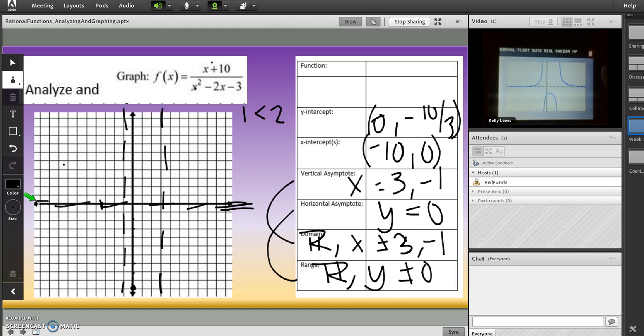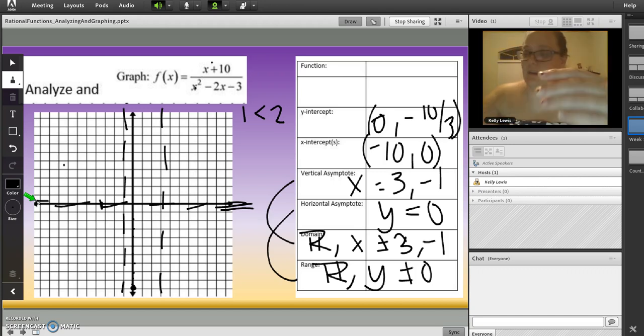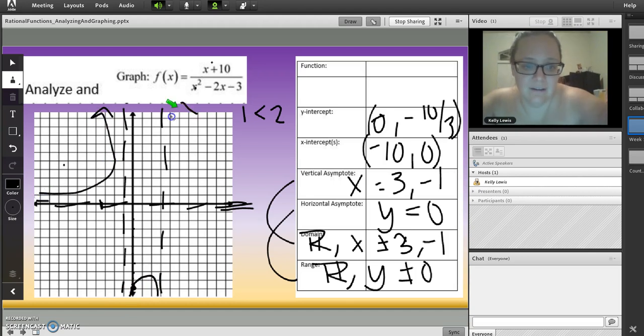Notice how close it comes to that. And so basically it goes like that, and like that, and like that. And so that's our graph. Let's do another one.